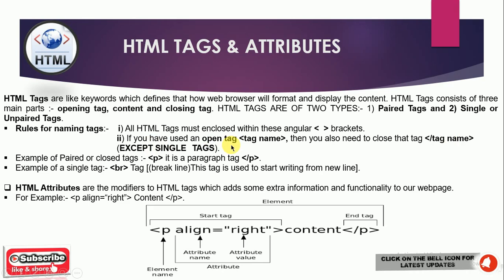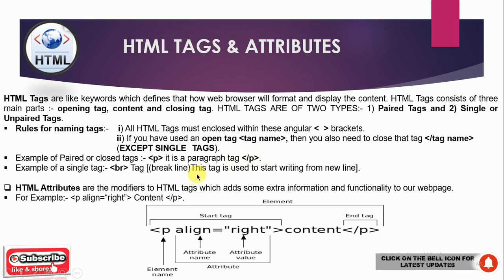This applies except for single tags. Single or unpaired tags don't have a closing tag, they only have the single tag. You can see the example of paired or closed tags. This is the p tag, which is called the paragraph tag. We have opened the paragraph tag, and inside this you write your content. One sentence I have written, and then I have closed the paragraph tag.